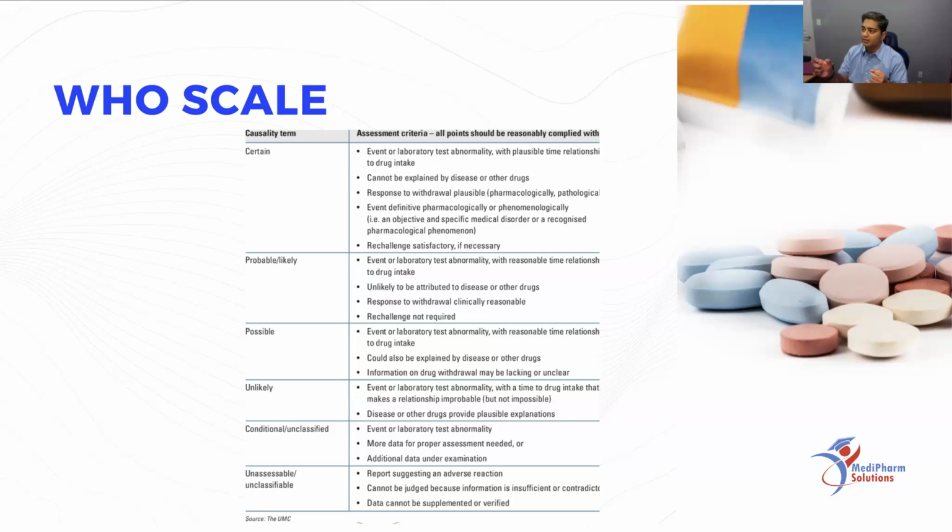Plausibility is causality. So this time or temporal relationship is the strongest causality factor. So many times you will see in the causality assessments, it is temporally associated. You will see this word a lot. What temporal association means is that this adverse event happened within the half-life of the drug.